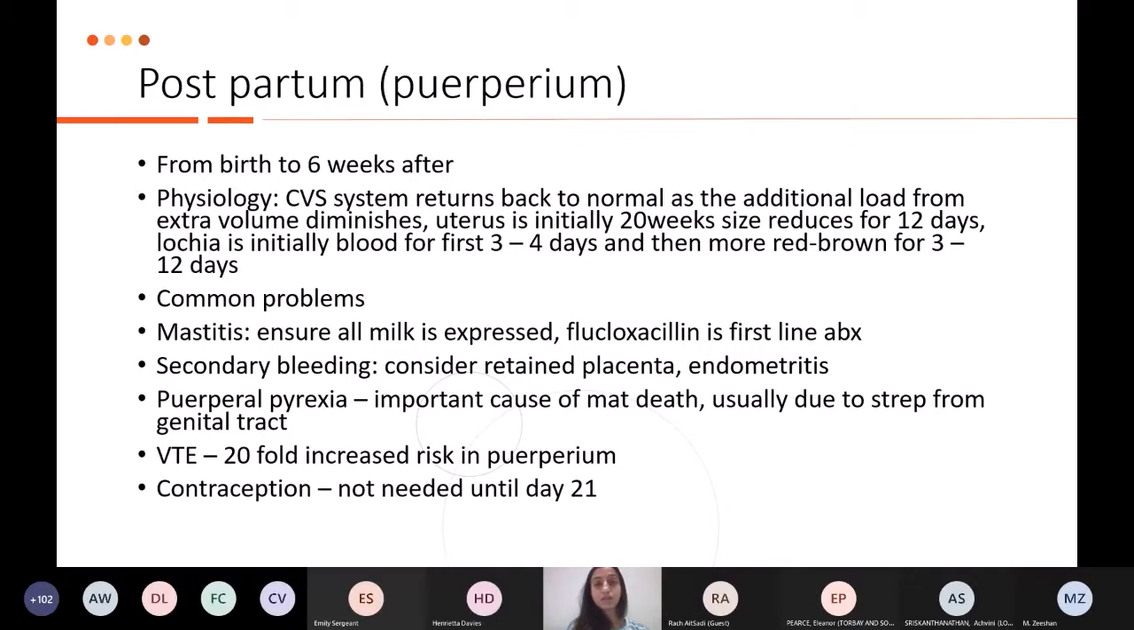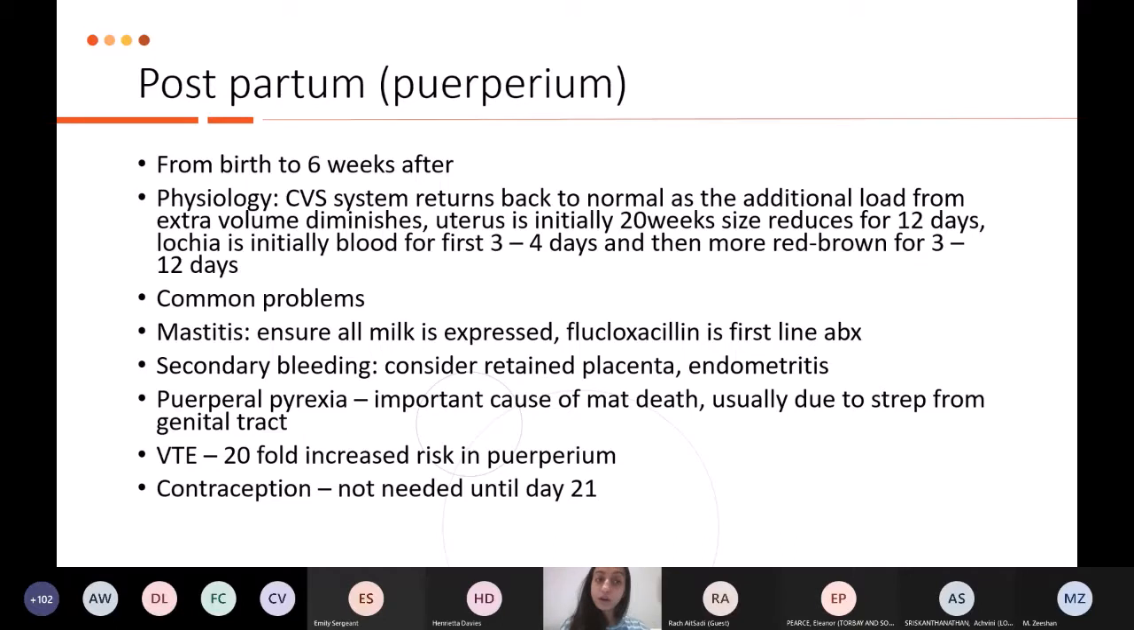You would expect that one would get lochia. Initially it'd be quite fresh red blood for the first 3 to 4 days, and then slowly it would become more reddish, brownish, and then stop eventually. There are a couple of common problems which may present back to you postpartum that we worry about or don't want to miss. I'll go through those, but there's a nice poster, which some of you might have seen from the RCOG, called the 3 Ps. It's an A4 sheet and looks at the most common postpartum complications and most common causes of postpartum maternal death.